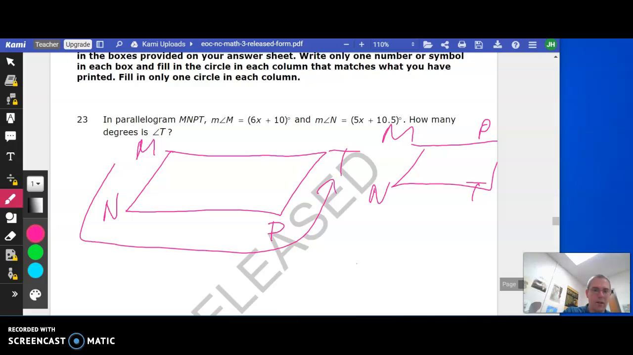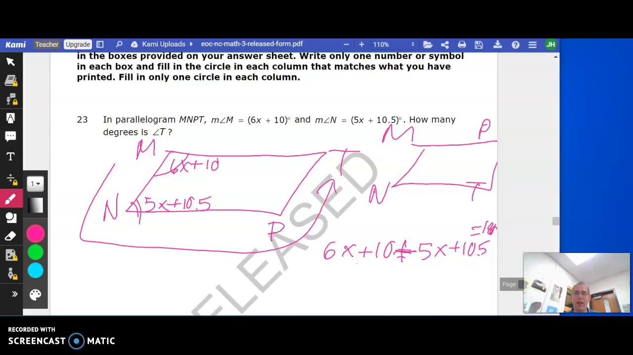Now it says angle M is 6x plus 10. Angle N is 5x plus 10.5. Now when you have angles around parallel lines, they're either equal or they add to 180. And in this case, they don't look equal. This one is bigger than 90 degrees. This one's smaller than 90 degrees. They can't possibly be equal, two different angles, so they must add to 180. So I have 6x plus 10, plus 5x plus 10.5 should be equal to 180.